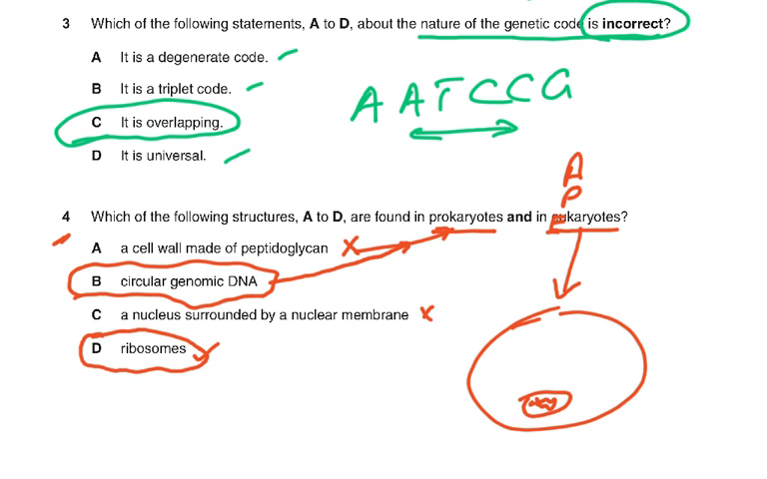So technically, this question is wrong. But I hope somebody picked that up. Technically, this question is wrong because circular genomic DNA is also found in eukaryotes. Because in eukaryotes, they have mitochondria. If it's an animal cell, it has mitochondria. If it's a plant cell, it has chloroplast, and chloroplast also has circular DNA. So just a discussion on the validity of this MCQ. This is a faulty MCQ.